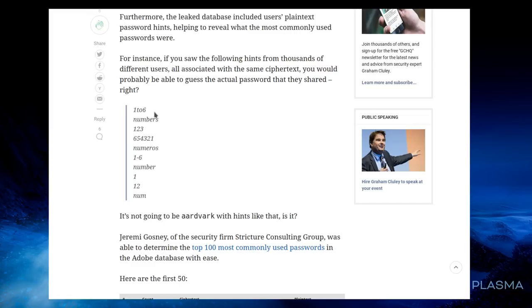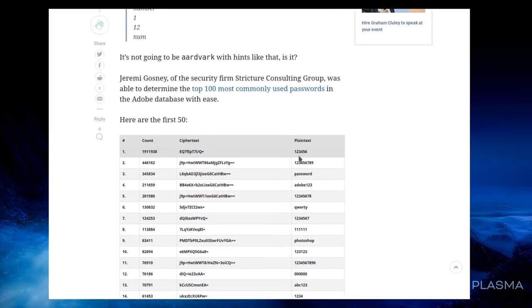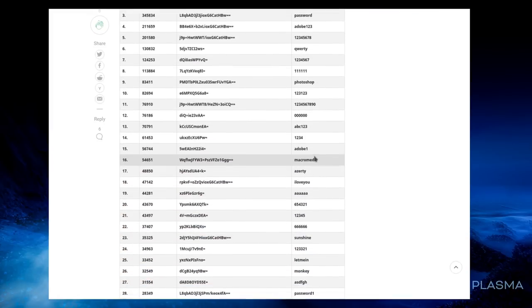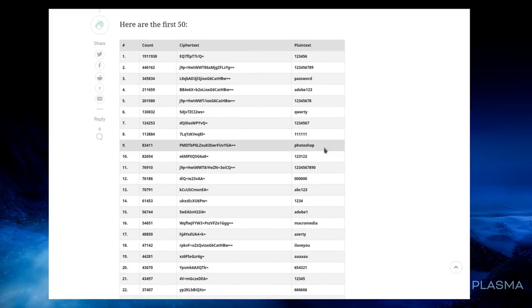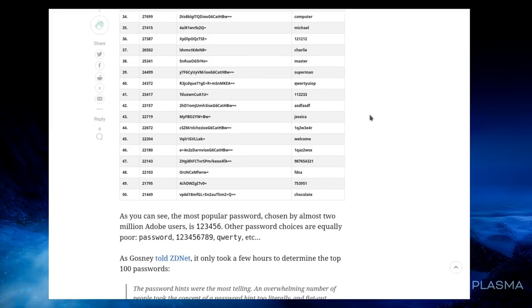It didn't help that people literally put plain text password hints, which were pretty much the password. If you happen to see this list of password hints, "1 to 6", numbers, "6, 5, 4, 3, 2, 1", you're not exactly going to be guessing "aardvark" for the answer, but more like "1, 2, 3, 4, 5, 6". These were the first 50 passwords that were readily identified from the Adobe breach, with the resulting count as well. So what do we have? Just shy of 2 million users choosing the password 123456. All the data for the Adobe breach has been decrypted, so the hacking community gains even more insight into the choice of passwords users are making.